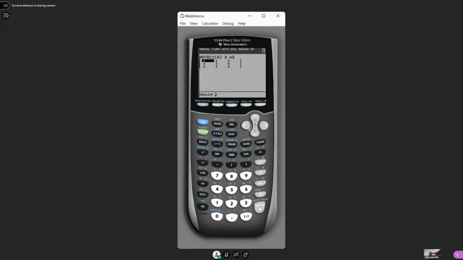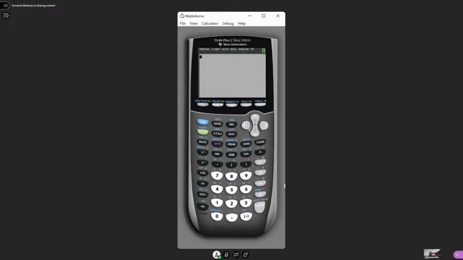The matrix was 1, negative 1, another 1, 0, negative 2, 1, negative 2, negative 3, and last 0. I can enter twice. So that's our matrix.